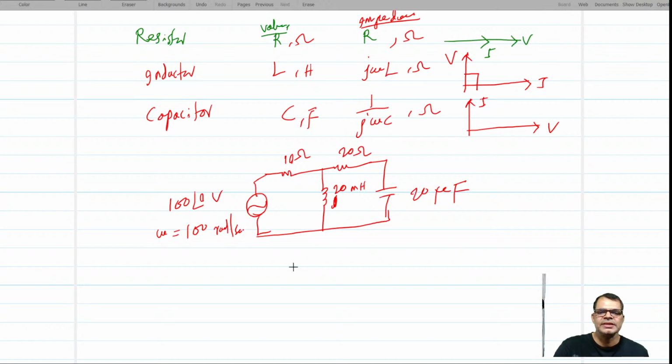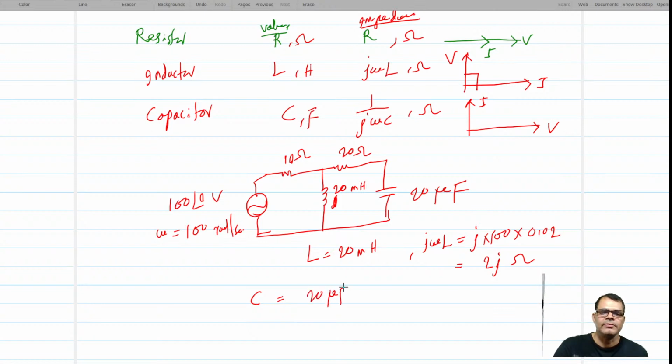So you can easily calculate. R remains the same. For example, L equal to 20 millihenry. So j omega L will be, j omega is 100 and 20 millihenry is 0.02, right? So you got 2j ohm. Similarly, the capacitor has the value of 20 microfarad.